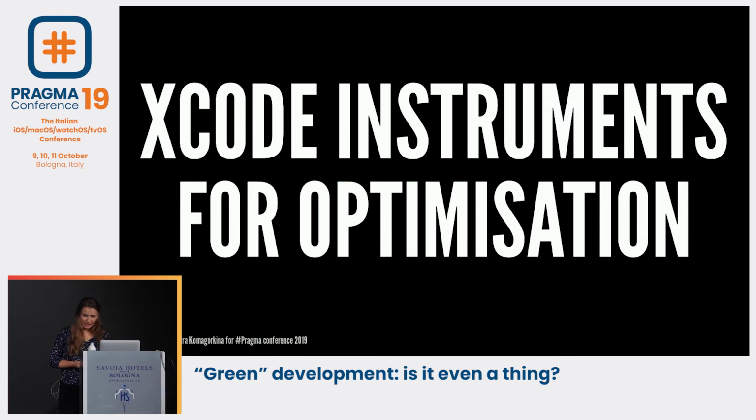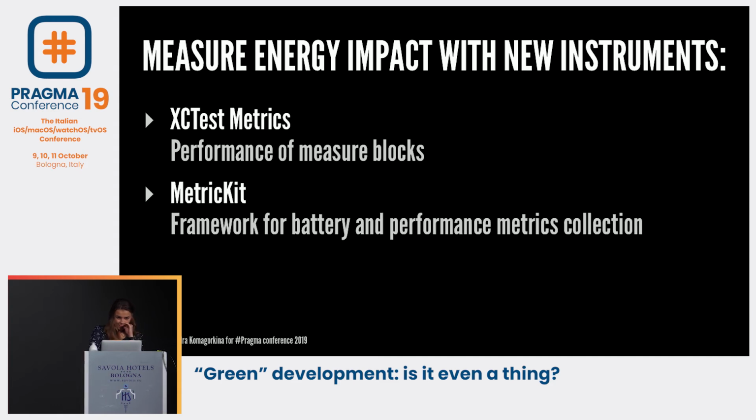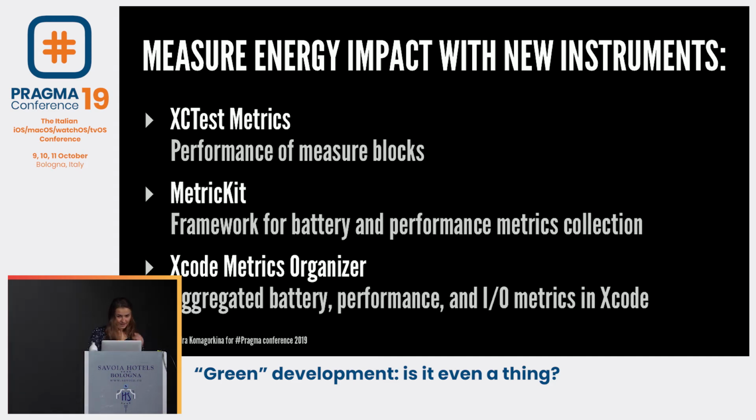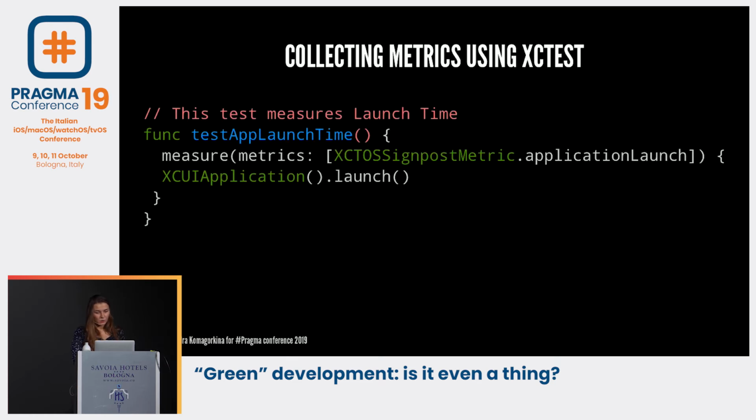Xcode Instruments for optimizations. There are pretty cool new instruments there. So, MetricKit, Xcode Metrics Organizer, Xcode test metrics. This is all fantastically useful for us this year. It's easy to adapt. We can do lots of things, and let's have a look at how we can do it. It's really cool that you can do it when the app is in the field, which is pretty nice for us. So how can we collect metrics?